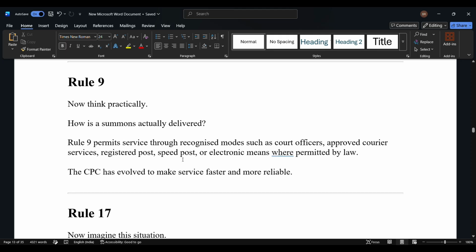Rule 9 permits service through recognized modes such as court offices, approved courier services, registered post, speed post, or electronic means where permitted by law. The CPC has evolved to make service faster and more reliable.